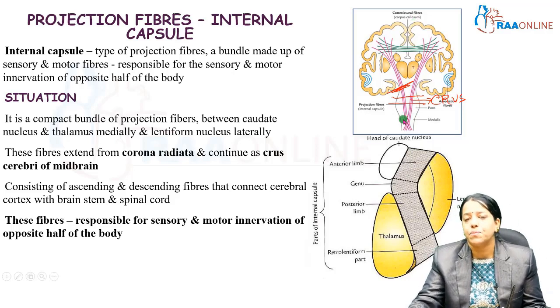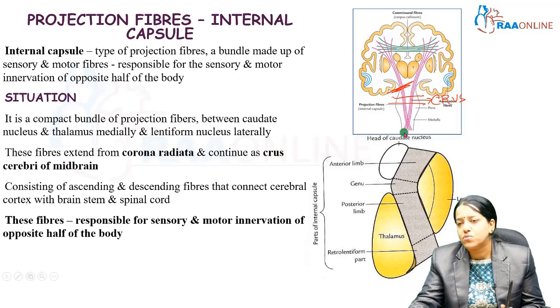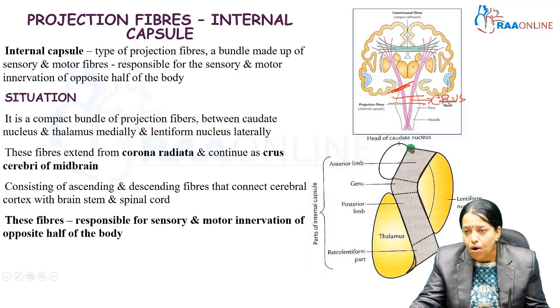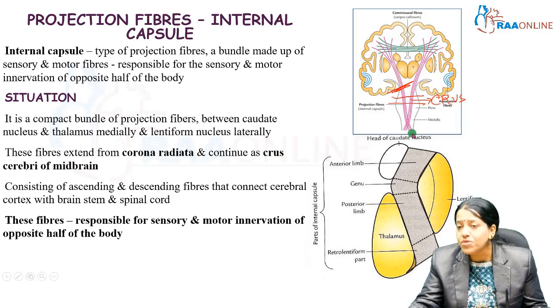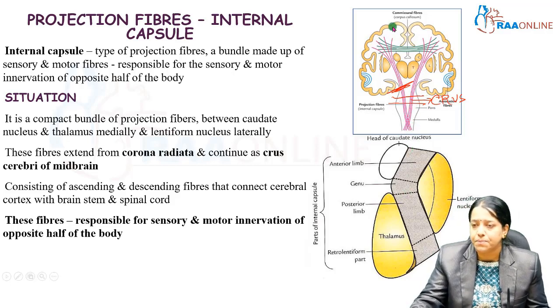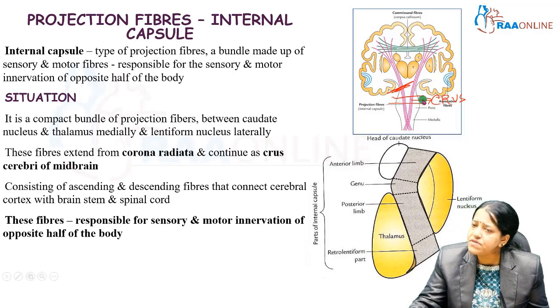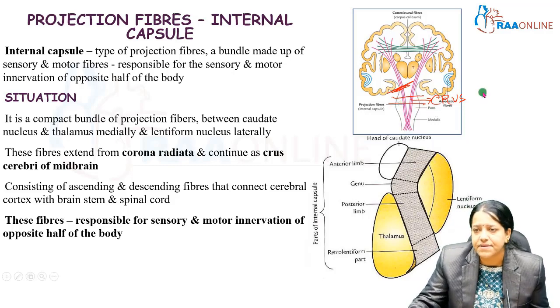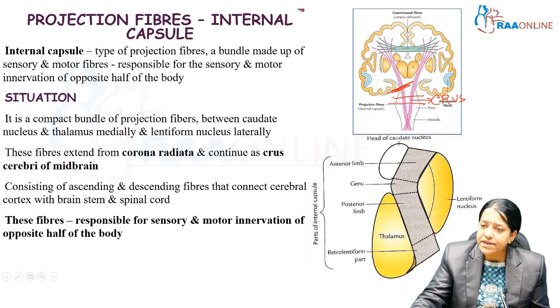It will continue into the pons and into the medulla also. Fibers which are coming from the cerebral cortex and the fibers which are coming from the spinal cord will cross at the medulla and go up to the cerebral cortex. But at different levels, they can go to different subcortical centers. So let's go through where it is situated.